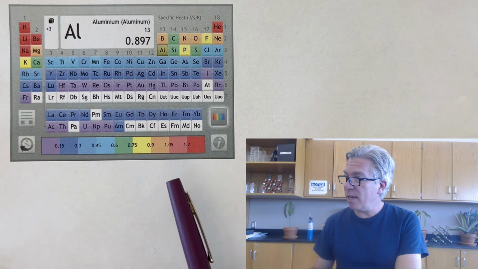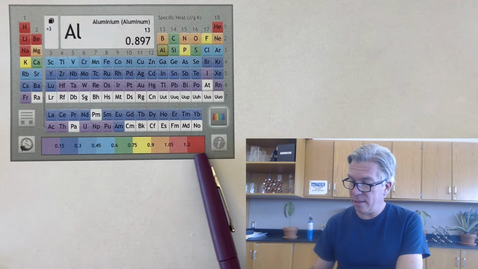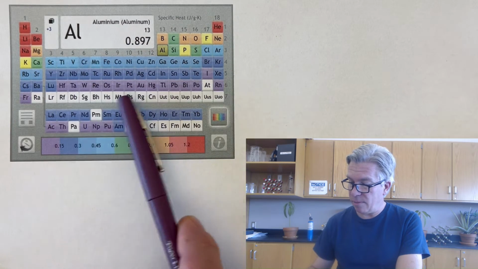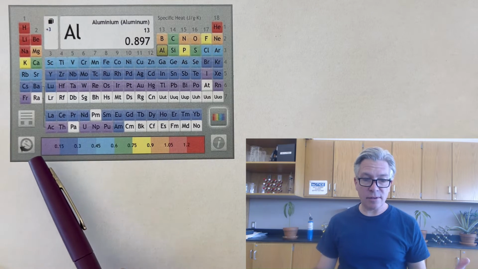And if you look at it, you can maybe see a pattern here where the highest heat capacities are up here at the top of the periodic table. And as you move toward the bottom of the periodic table, you get into the purples. And I think that's kind of a cool little pattern.